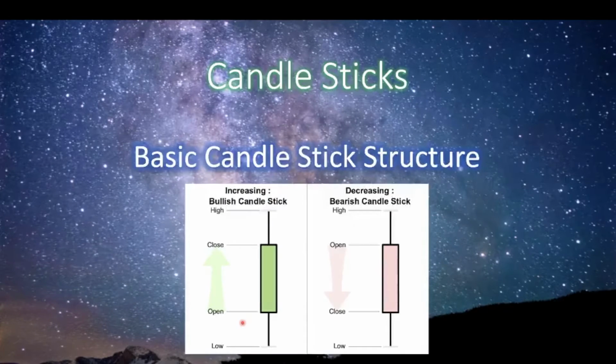Basic candlestick structure. Looking at the diagram here, we see a bullish candle, meaning that the price increased over the duration of this candle. We have the body of the candle and the wicks of the candle. The body of the candle shows where it opened. So when price action for this time period began, this is where it opened and this is where it closed.